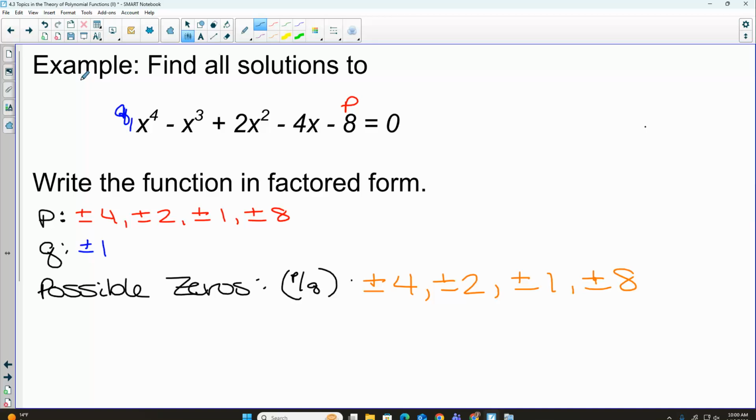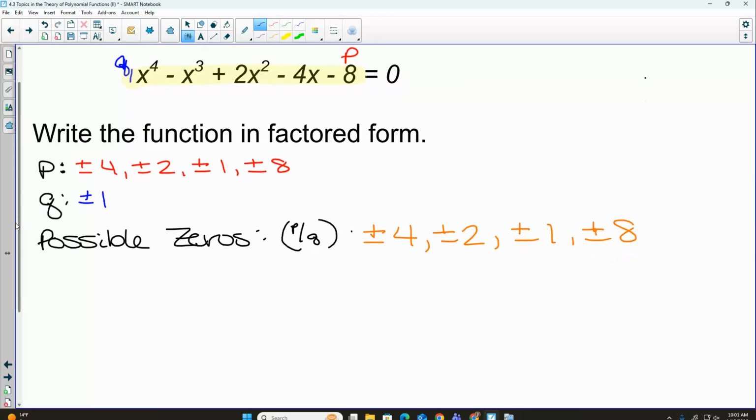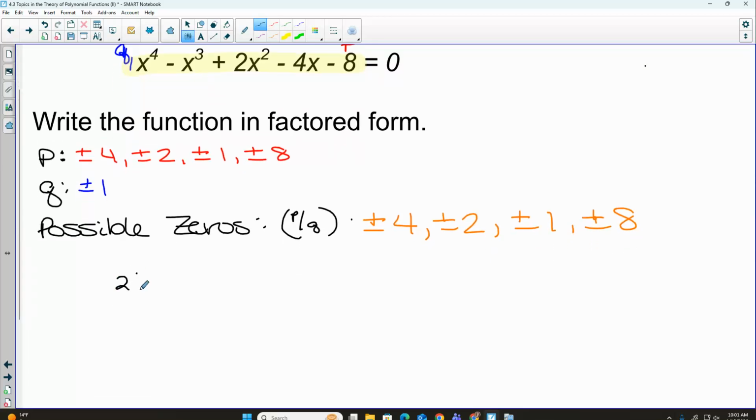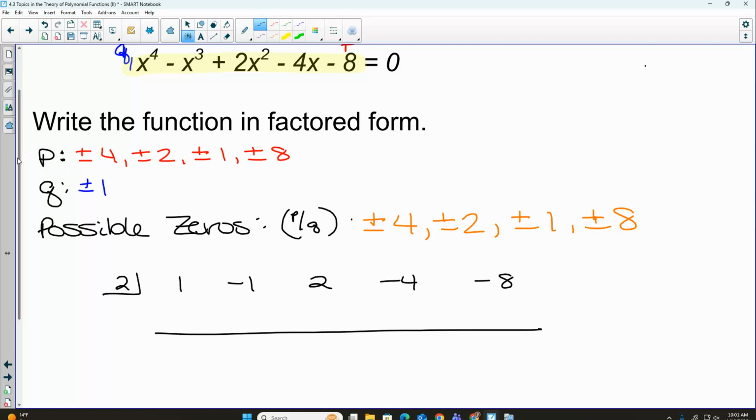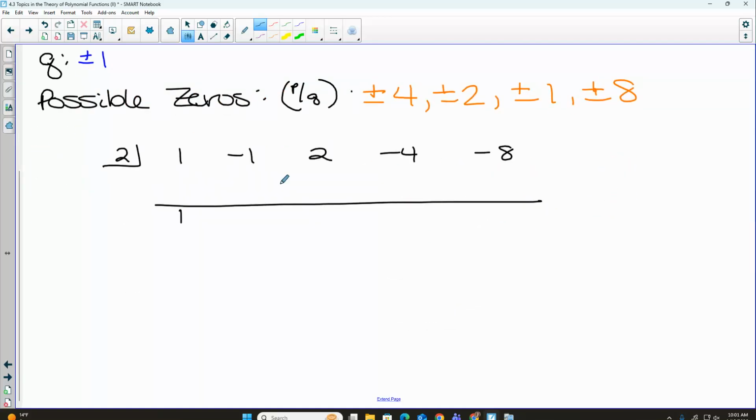So now we need to find one that does work. So everybody grab a calculator. You are plugging them in for the x's and trying to get 0 for an answer. If you get 0, tell me. So as soon as you find one, we can stop and do synthetic division with it. And we know we should get a remainder of 0 when we do this. One comes down, 1 times 2 is 2.